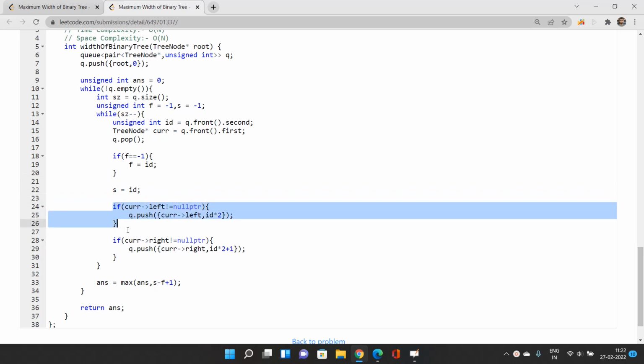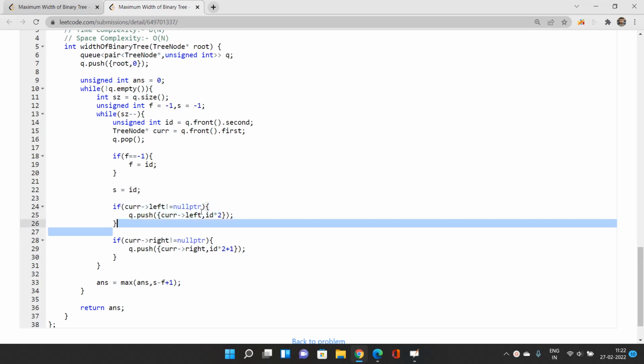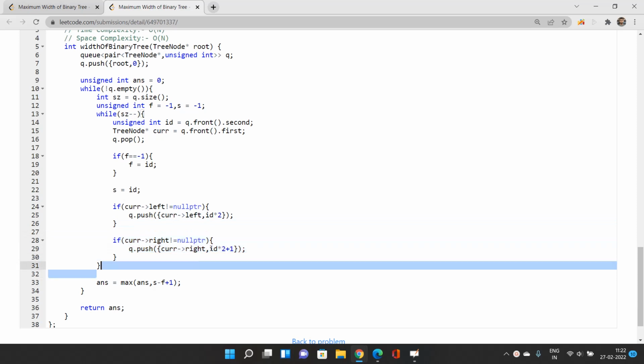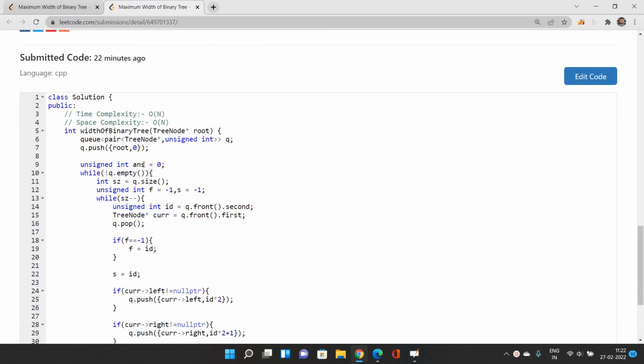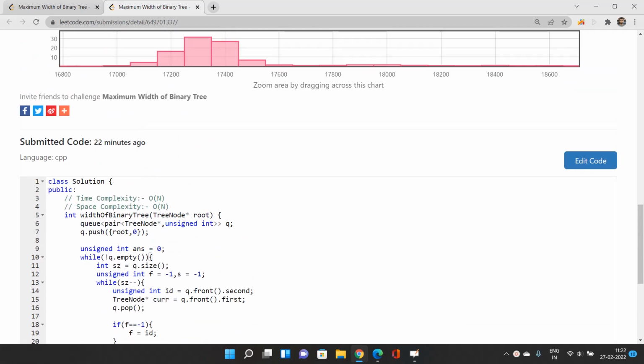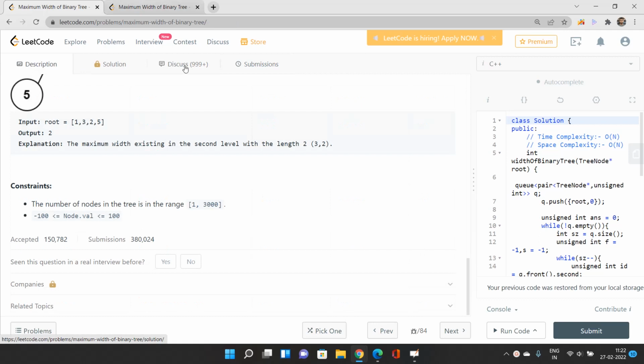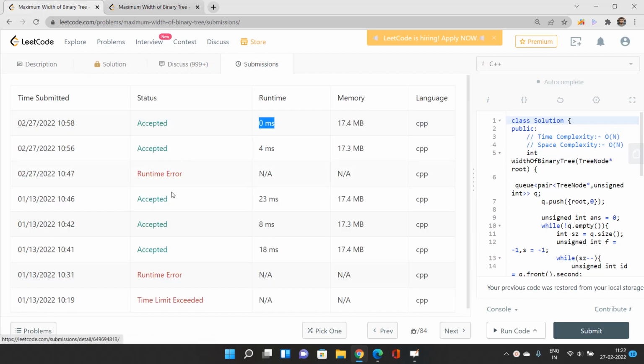Also, if you are moving to the left child node, you will do id into 2. If you move to the right child node, you will do id into 2 plus 1. Now our answer will be the max of the answer and the difference s minus f plus 1. Okay, this will give you all test cases passed. But the idea of coming up with unsigned int is quite difficult. So what we are going to do is set an offset value for every level. I have written the code also.